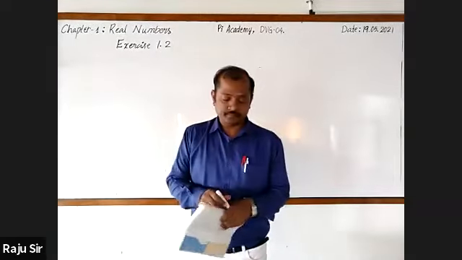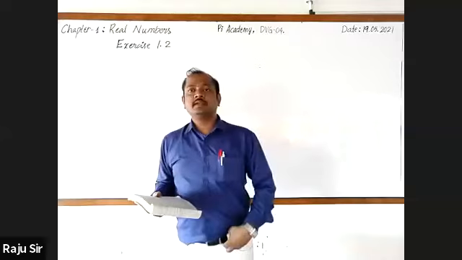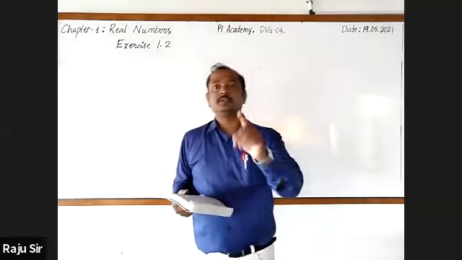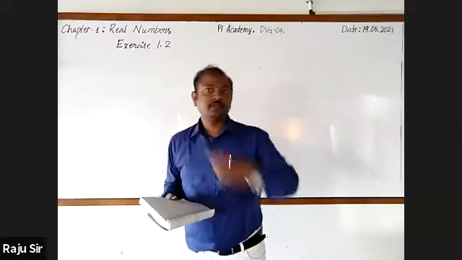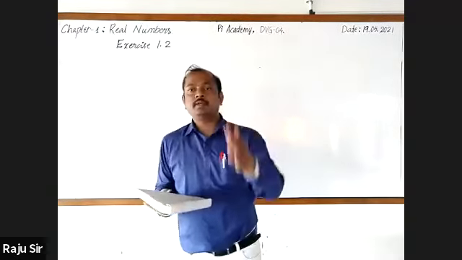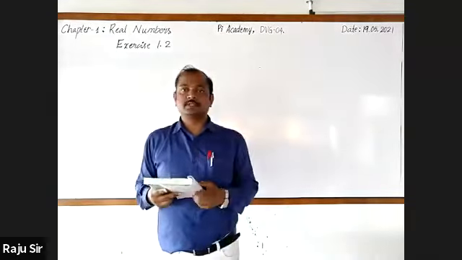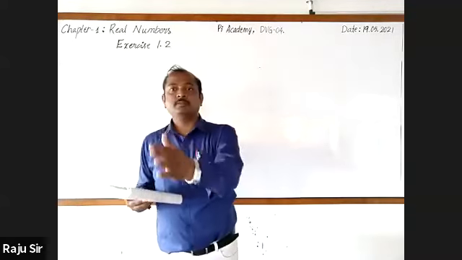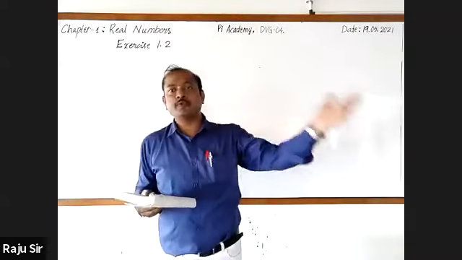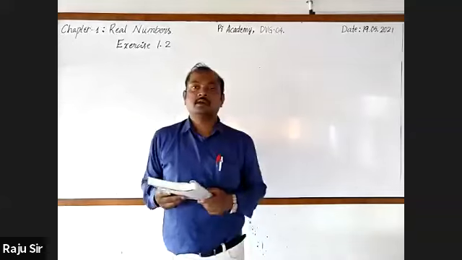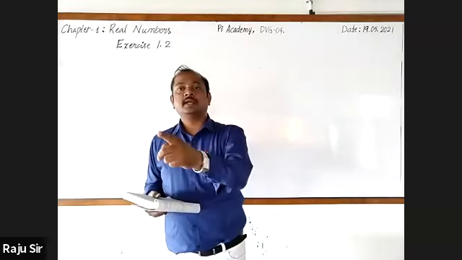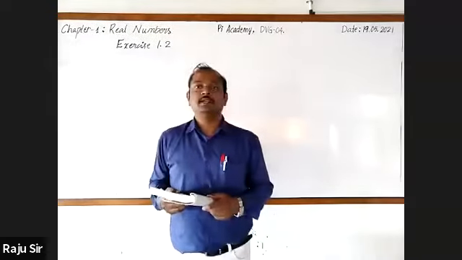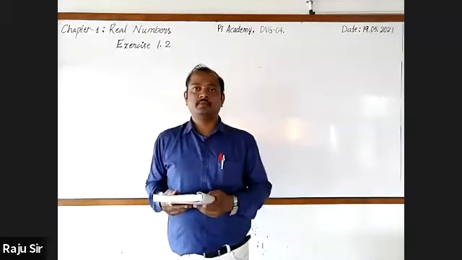Sixth one is related to composite numbers. We have already come across composite numbers. That is, a number that has more than 2 factors is called a composite number. Once again, a number that has more than 2 factors is called a composite number.